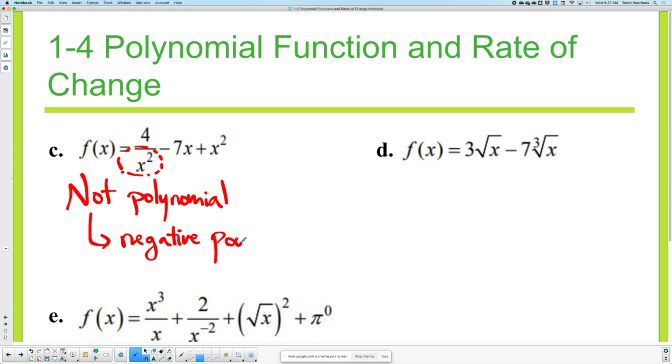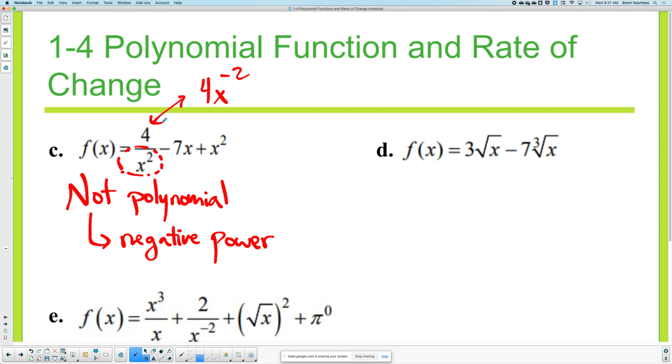Now, does it look like a negative power? No. It looks like a division by x squared. But you could rewrite that as 4x to the negative 2 power. Those are one and the same. Now notice that 4 does not get the negative 2 power. Because the 4 was in the numerator, it would only be the x that gets the negative 2 power. So that's not polynomial.